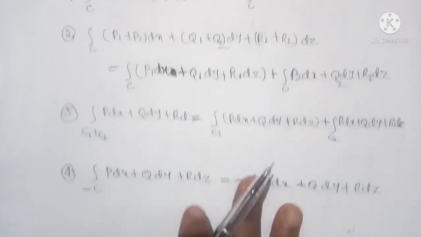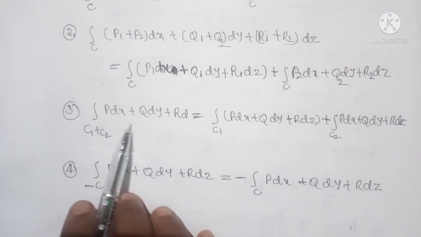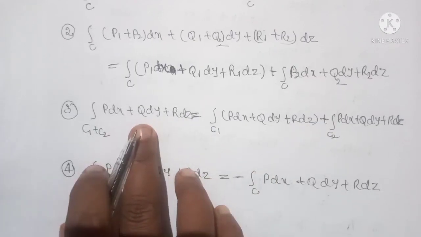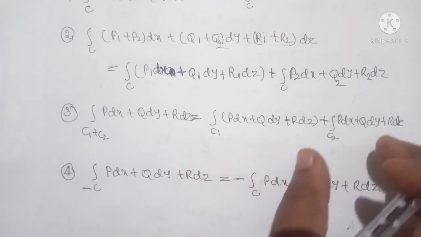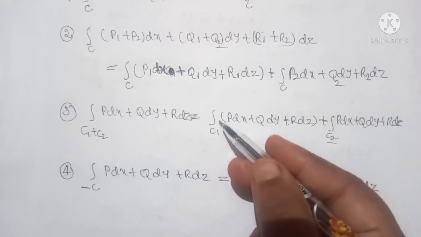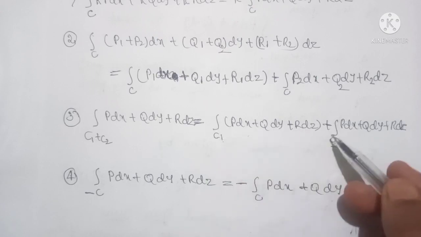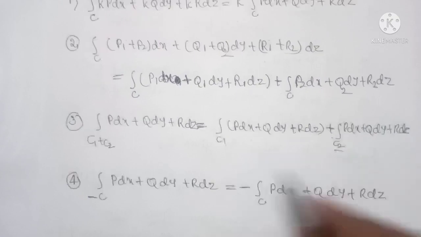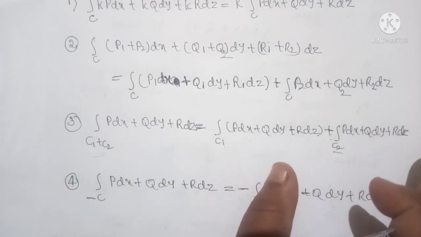Third one, integration over the curve c1 plus c2, where the integrand is the same, can be split into two integrals, the first for the first curve and the second for the second curve, that is integration p dx plus q dy plus r dz along the curve c1 plus p dx plus q dy plus r dz along the curve c2. So that means this curve c1 plus c2 can be split up into c1 and c2 separately.